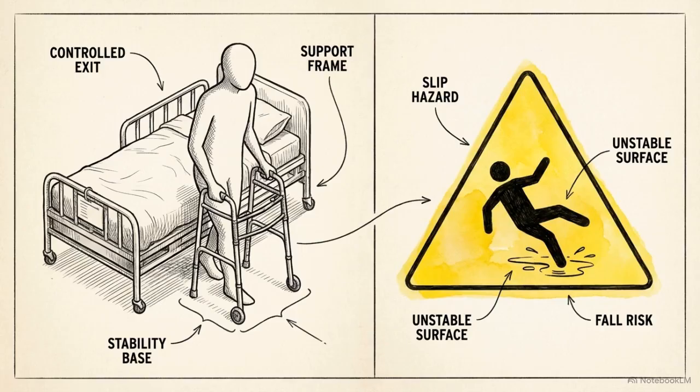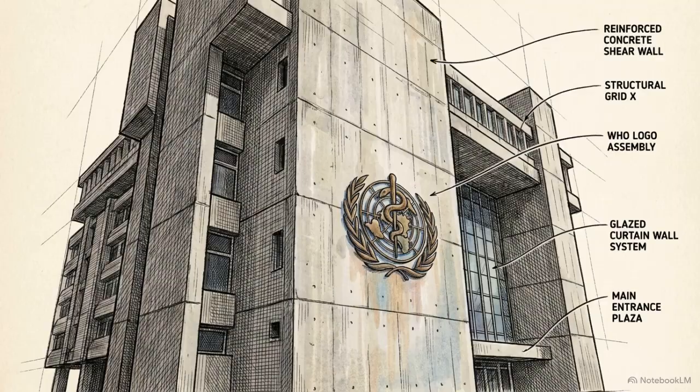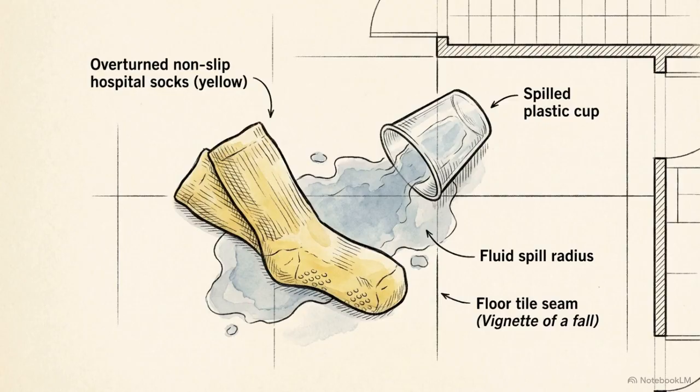The second major vector of anticipated harm in the matrix is patient mobility and the specific risk of falling. The World Health Organization strictly defines a fall as any event resulting in a person inadvertently coming to rest on the ground, floor, or other lower level. This document is the Falls Risk Assessment Tool, or FRAT.